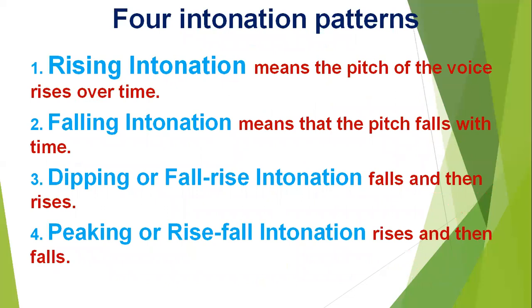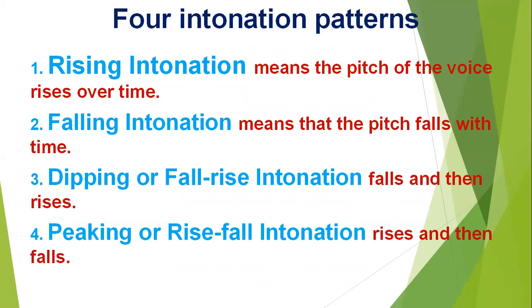Number one, we have rising intonation. This means the pitch of the voice rises over time. So again, it rises, and the symbol is an arrow going up. And then we have falling intonation, which means that the pitch falls with time. The symbol for this one is the arrow down.